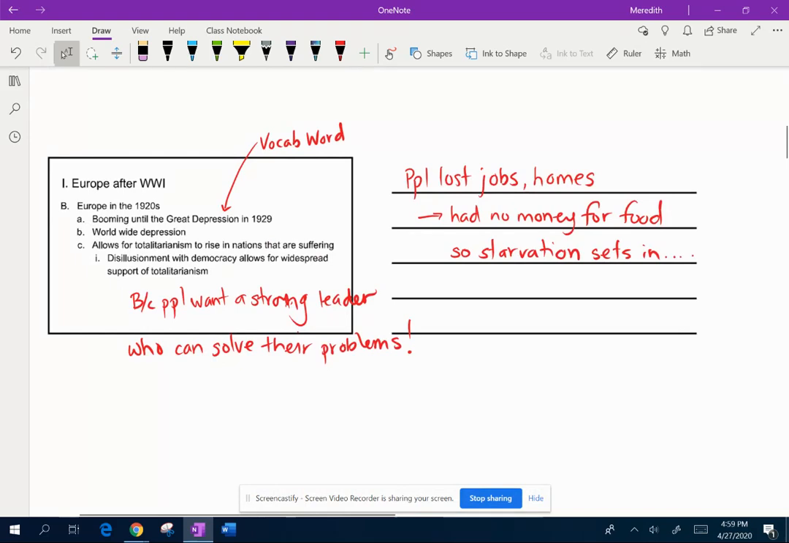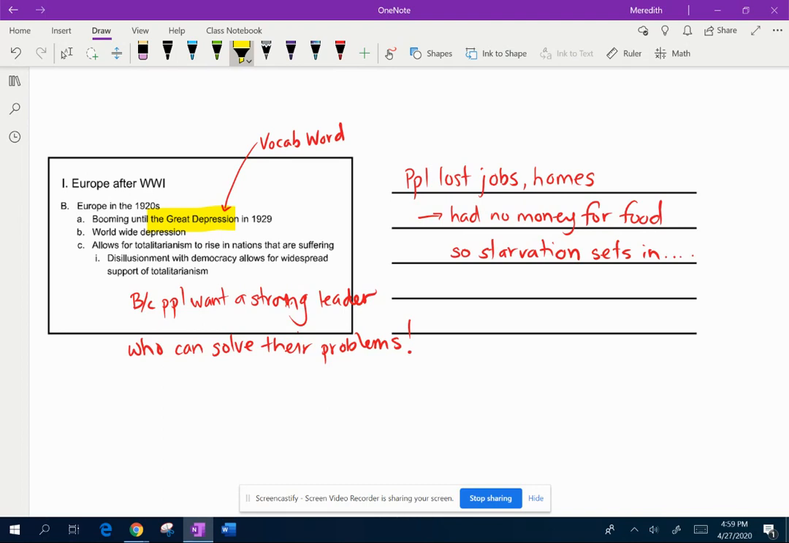Now, your textbook also very slightly mentions something that is one of your vocabulary words, the depression, right? Or the Great Depression. So after World War I, every nation had a big boom. Everyone was doing great up until 1929.